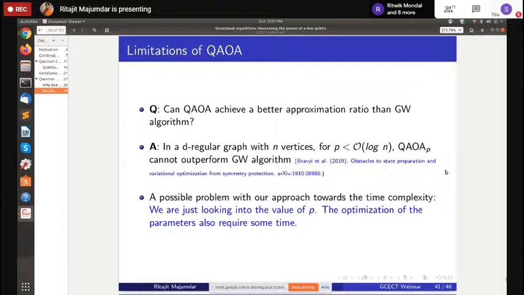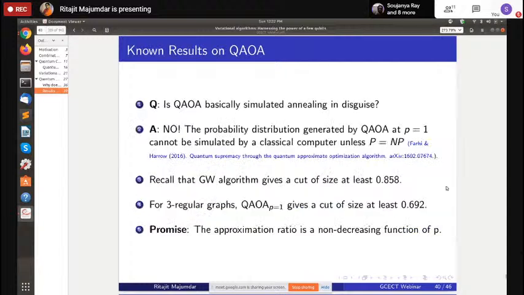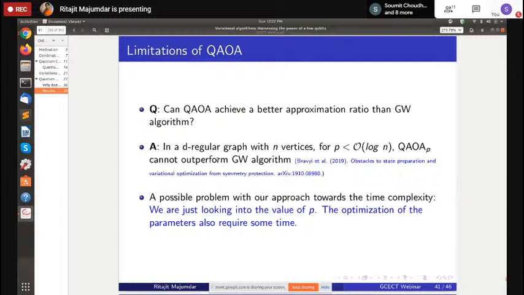Now, there are some limitations as well. First, the question is, can we really beat this GW algorithm by increasing P? This result is not known. Rather, for any d-regular graph, there is a result that if P is less than log n, then you cannot outperform this GW algorithm. But what happens if P is greater than log n? We don't know, because we are very happy to allow what we say is polynomial time. What if P is equal to order of n? What if P is equal to n squared? We don't know. So these are all open fields that we still don't know.